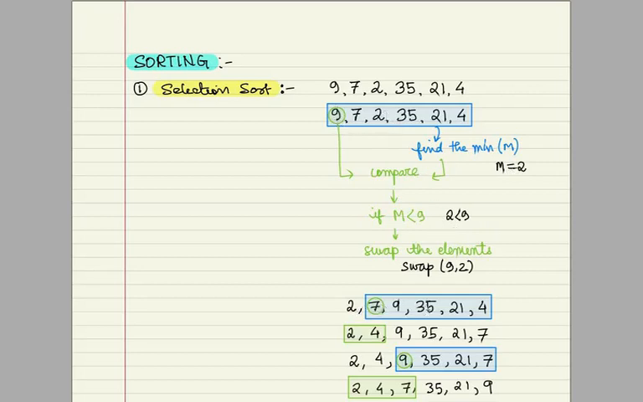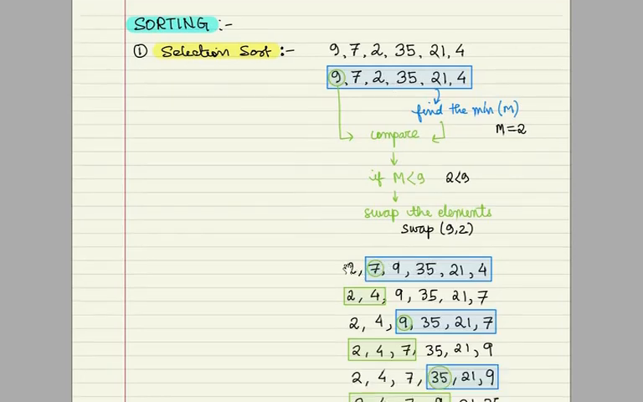Here you can see the output of the first step. 2 has come to the place of 9 and 9 has gone to the place of 2, so they have been swapped. Now 2 has found its right place. Since 2 is the minimum value out of all the elements in the array, 2 must come in the beginning, and it has. So we need not consider 2 anymore.